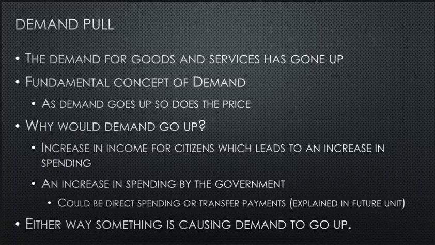Go back and think of the Germany example. Germany was printing money left and right, and what happened to the prices of goods and services? It went out of control. But basically, again, anytime we have an increase in demand and it causes prices to go up, we refer to that as demand pull inflation. So the two reasons: an increase in income for people in a nation, and an increase in government spending can lead to that as well.